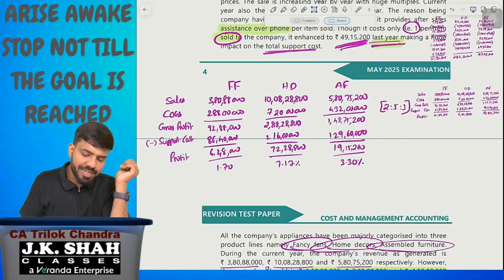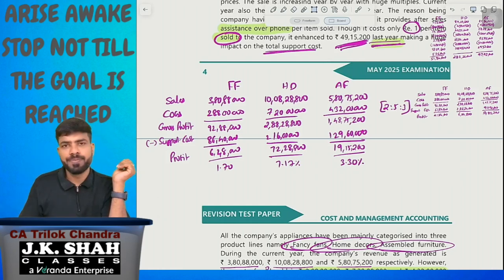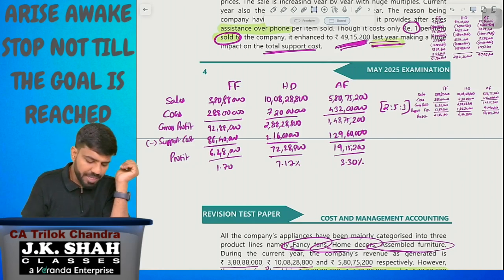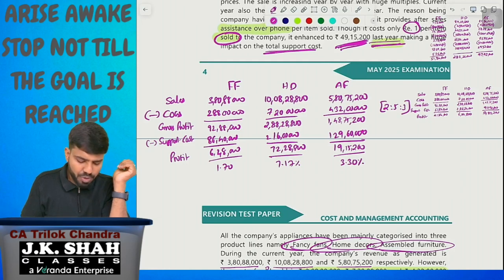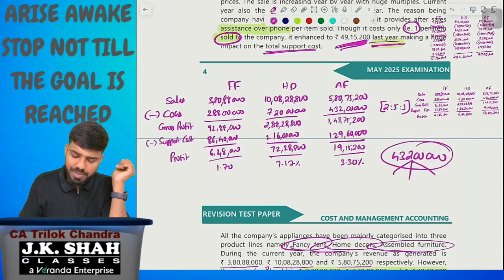Now look at this. First I took sales, cost of goods sold. Cost of goods sold proportion we can divide commonly with 1 crore 44 lakhs, so that it is 2 is to 5 is to 3. Proportion is 2 is to 5 is to 3. We'll be getting gross profit. How to get gross profit? Sales minus cost of goods sold, we'll get gross profit, minus support cost. Support cost is totally 4 crore 32 lakhs. This 4 crore 32 lakhs is divided between 3 items in the proportion of 2 is to 5 is to 3. Accordingly, apportion 86 lakh 40,000, 2 crore 16 lakh, 1 crore 29 lakh 60,000.